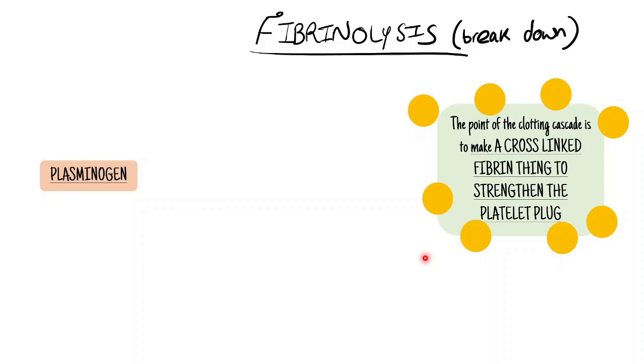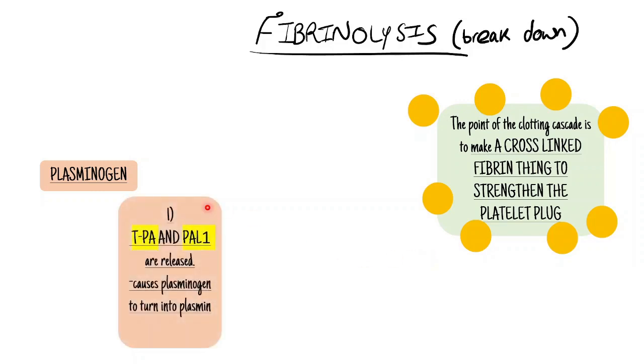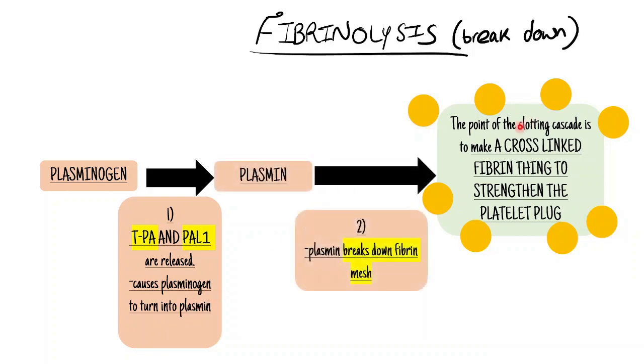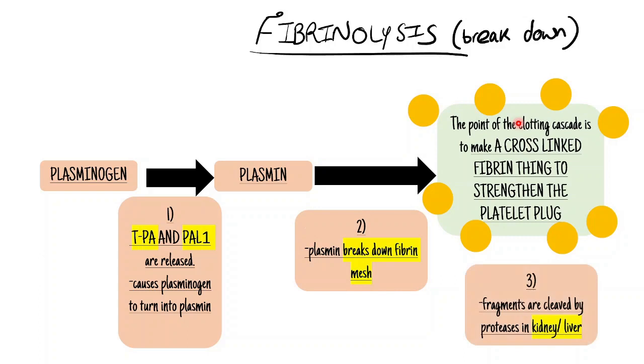We have something naturally occurring called plasminogen, and your body is going to release something called TPA and PAI-1. These are important to know. This is going to cause the plasminogen to turn into plasmin. Plasmin can then act almost like an enzyme. It can break down this fibrin mesh into little fragments, and finally the fragments, you need to know this, are cleaved by proteases in the kidney and liver, and then excreted or dealt with normally. That's everything I wanted to talk about.